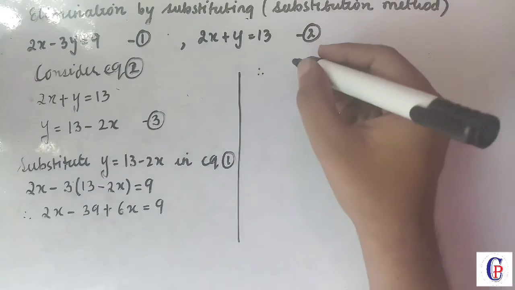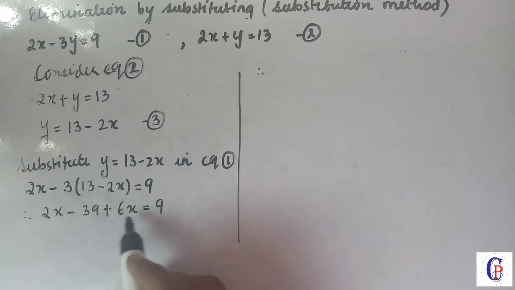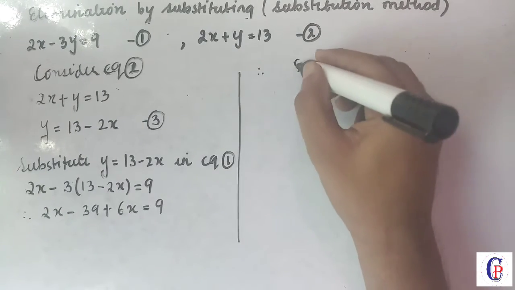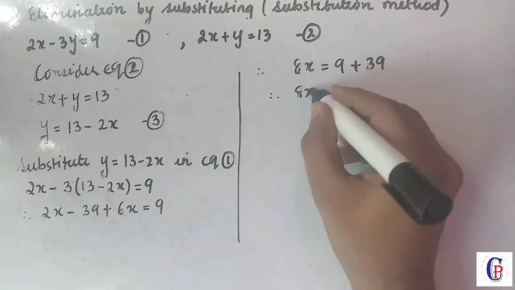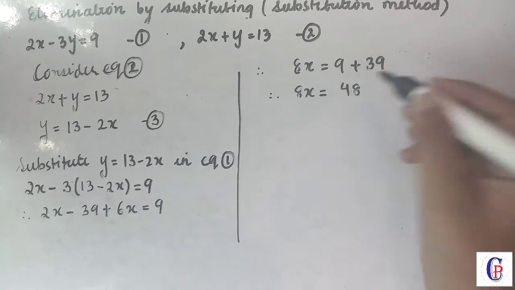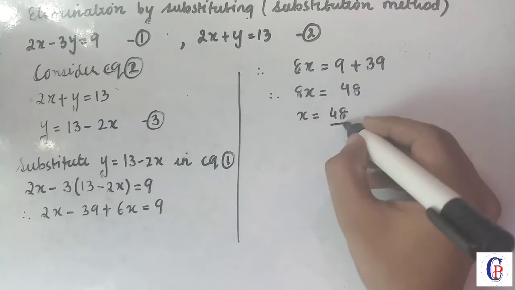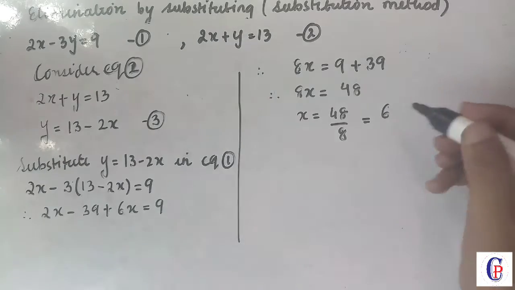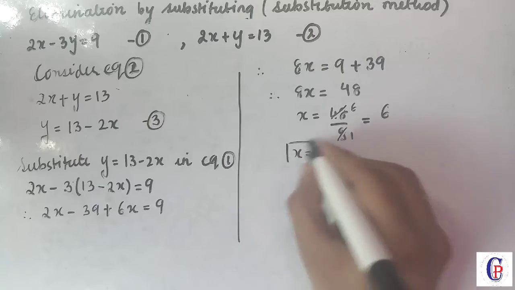Okay, therefore take the letters on one side and numbers on the other side. So this x and x are already on the left side of the equal to sign. So 2x plus 6x is 8x and 9 plus 39 is 48. Okay, so 8x is equal to 48. So x is 48 upon 8, which will give us 6, because 8 sixes are 48. So we have got the value of x as 6.